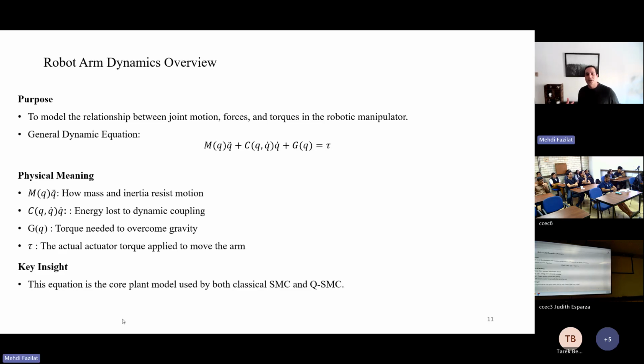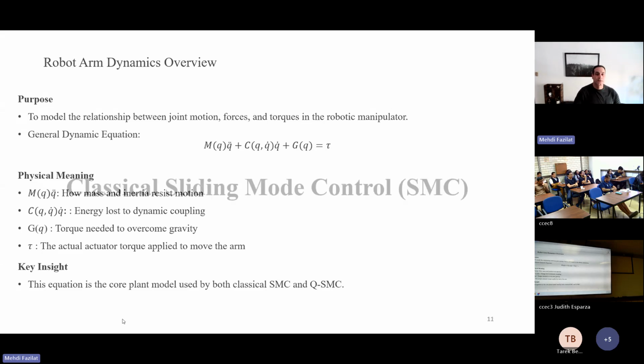The key takeaway is that the equation is the foundation of both controllers we are talking about in this presentation: the classical model of the sliding mode control and the quantum version of this sliding mode control.